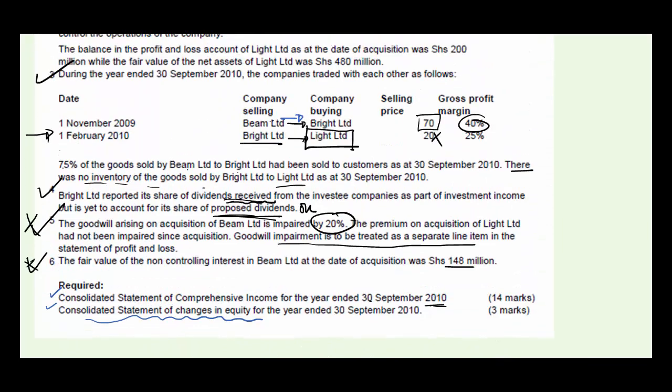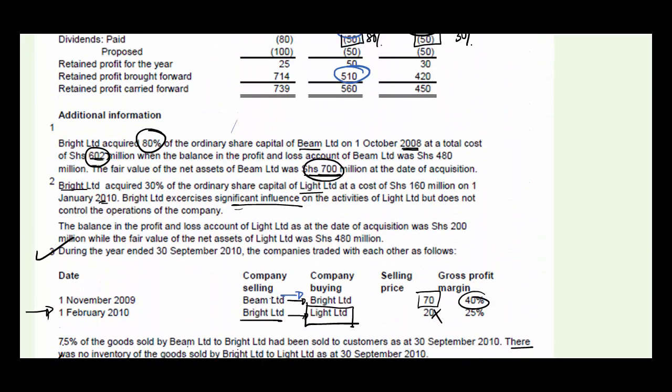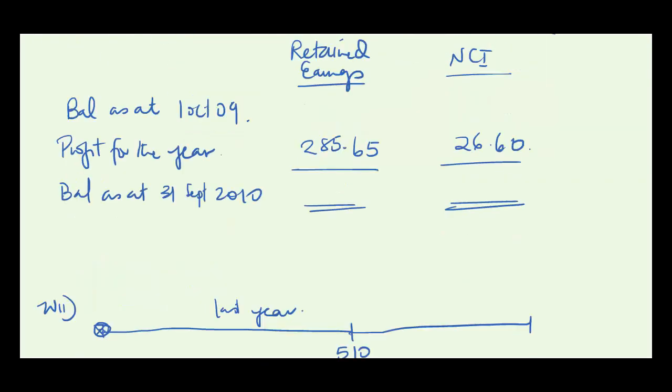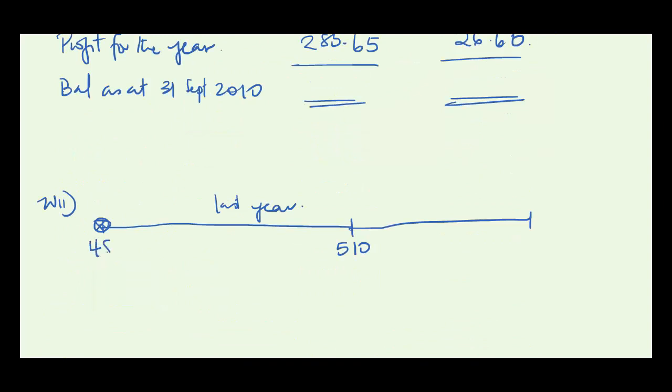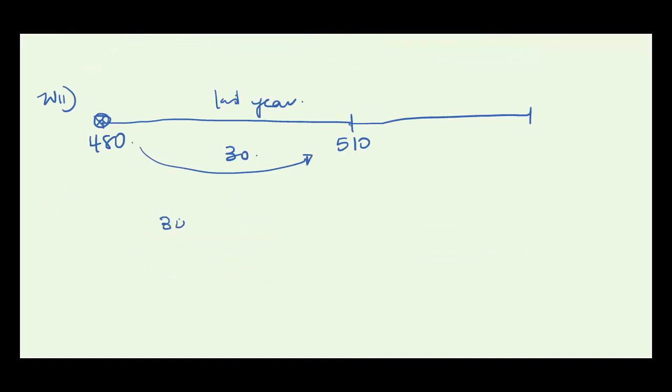And then we know that when we acquired it, the balance in the P&L account of Beam was 480. Meaning that when we acquired it, it was 480. So it means that last year, the increase was only 30. Out of that increase of 30, the parent took its share at 80%. The NCI took its share at 20%.